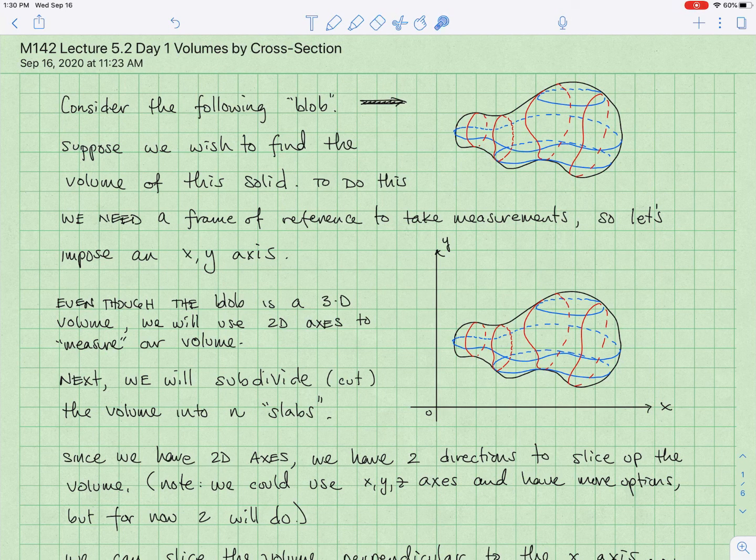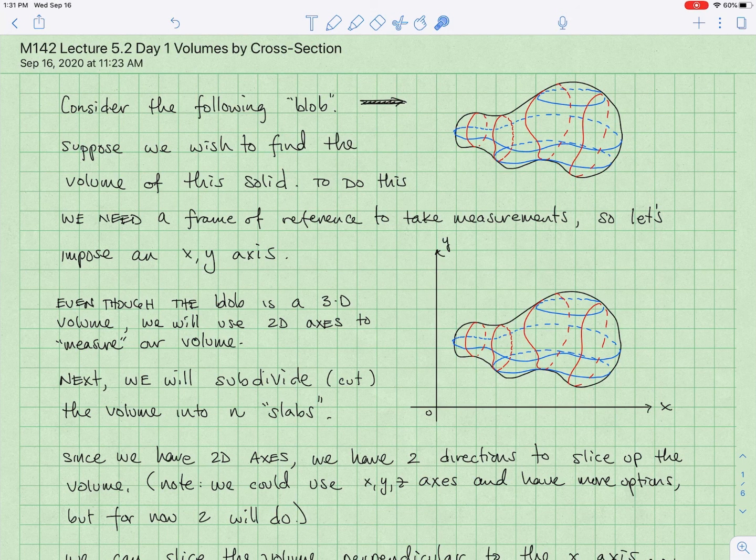Here we go. So we're going to talk about volumes by cross-section. So consider the following blob over here, and suppose we wish to find the volume of this solid. To do this, we need a frame of reference to make measurements. So let's impose an XY axis.